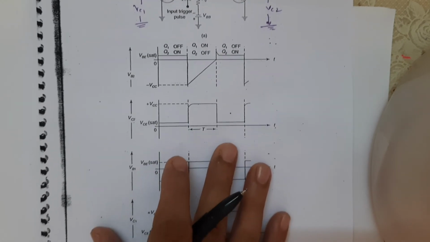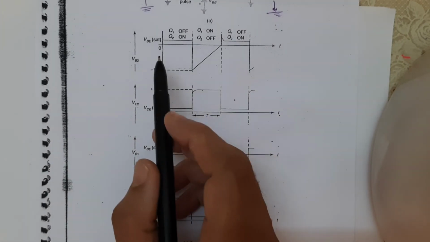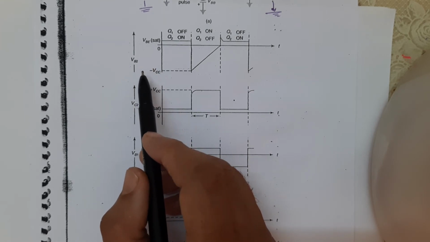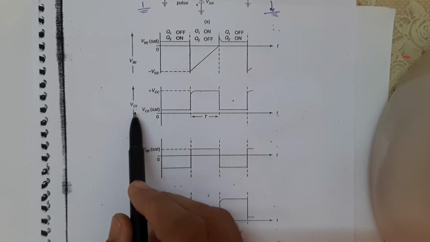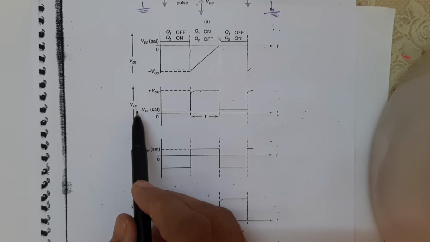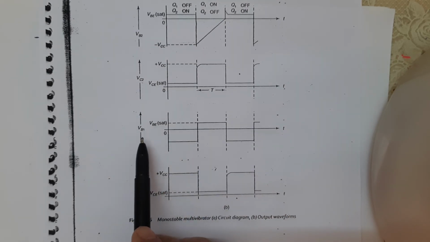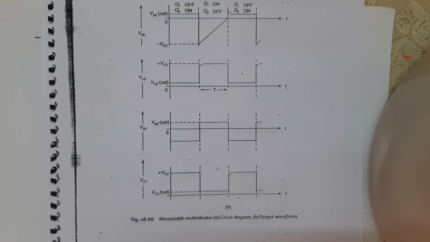This is the diagram when we are taking the waveforms across VB2. What is VB2? VB2 is the voltage across base 2 to the ground. This is VC2, the output of Q2, between the collector of Q2 and the ground. This is your VB1, base 1 to the ground of transistor Q1, and the last one is VC1, the voltage across the collector of transistor Q1 to the ground.